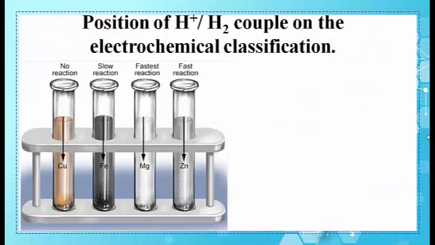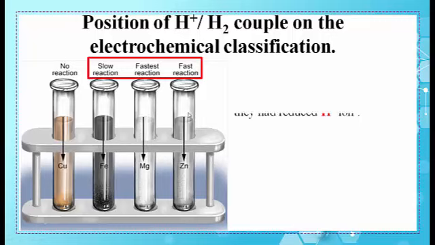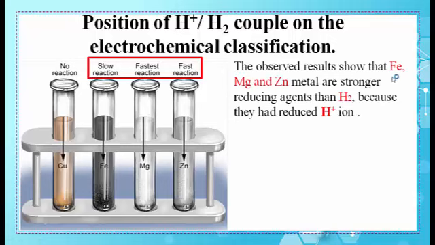Now, to place the couple H plus H2 on an axis of electrochemical classification, we will go back to the results of the experiment that we have seen in the video. Here, a slow reaction took place between iron and the acid, a fast reaction took place between magnesium and the acid, and another fast reaction also took place between zinc and the acid. What does this mean? This means that Fe, Mg and Zn metals are stronger reducing agents than H2 because they had reduced H plus ion, while no reaction took place between copper and the acid.